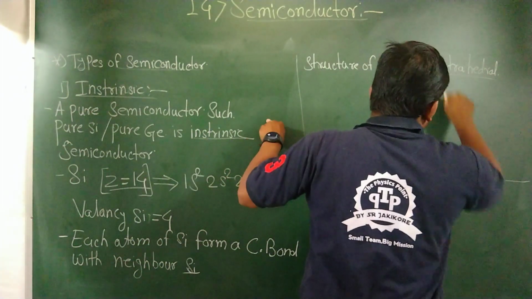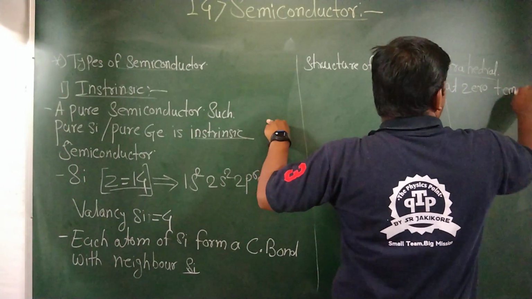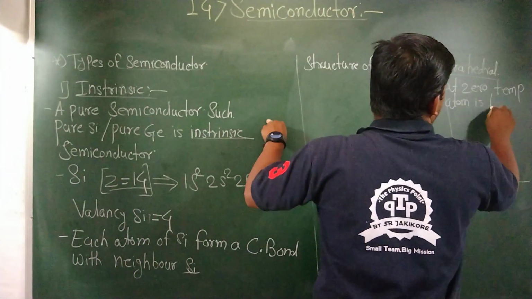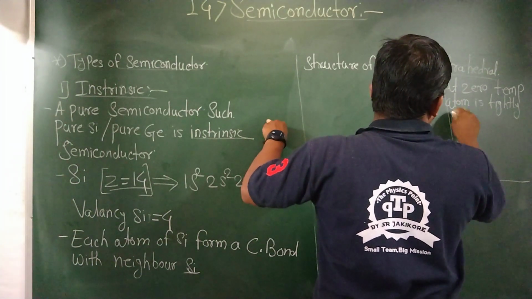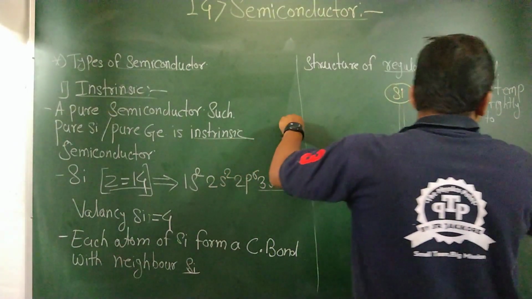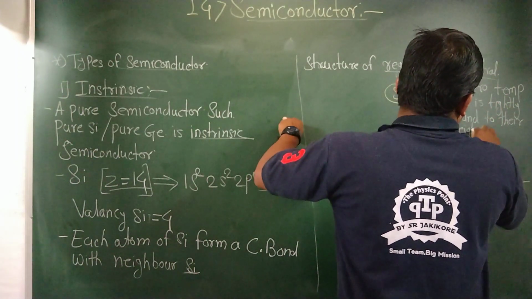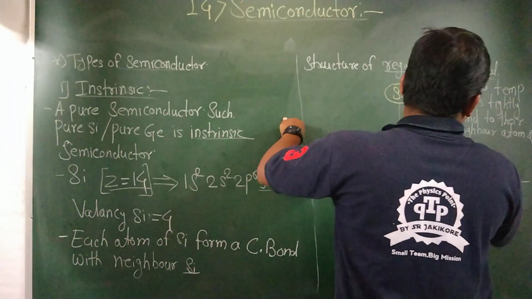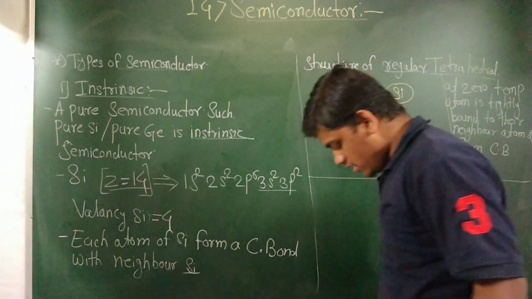देन आय विल राईट हिअर ॲट झिरो टेम्परेचर, at zero temperature the atom is tightly bound to their neighbor atoms, and form कोवॅलंट बॉन्ड complete कोवॅलंट बॉन्ड.